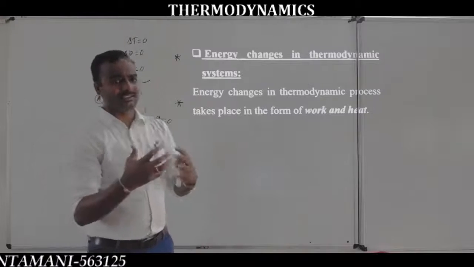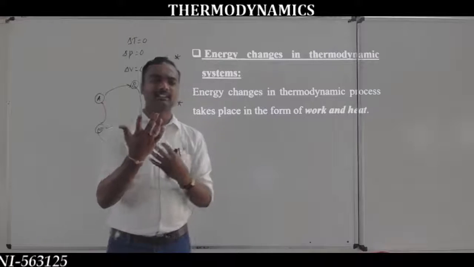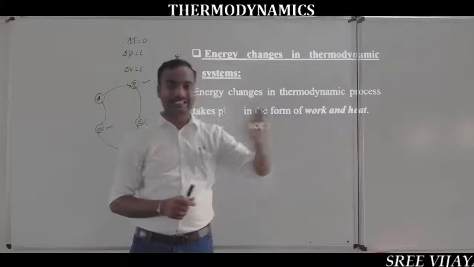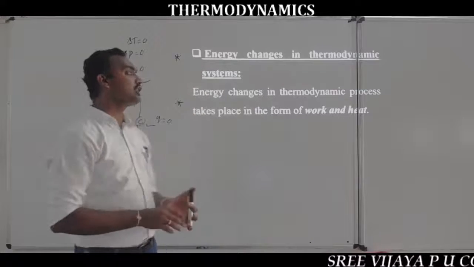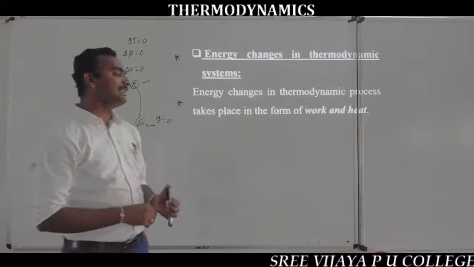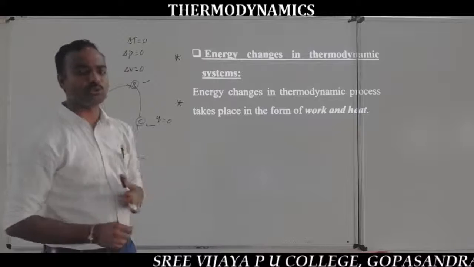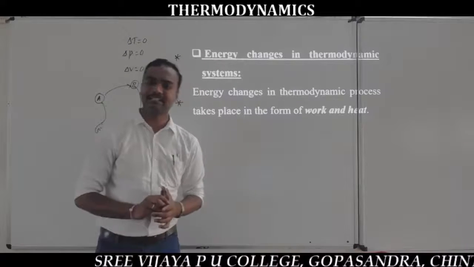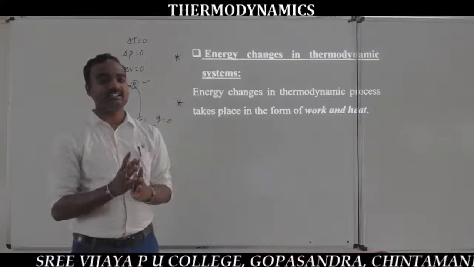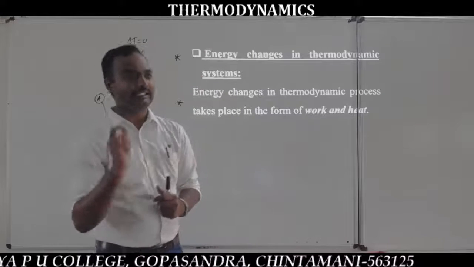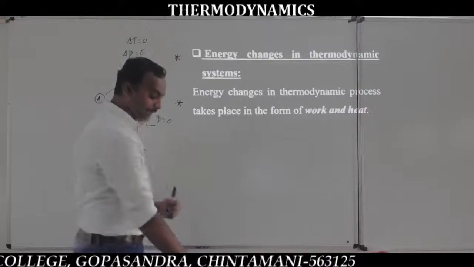In a system, energy is exchanged in the form of work or in the form of heat. So energy changes in a thermodynamic system mainly take place in the form of work and also heat. Heat is taken as Q, work is simply taken as W. So we should keep in mind that exchange of energy is happening, in the form of work and heat in the case of thermodynamics.